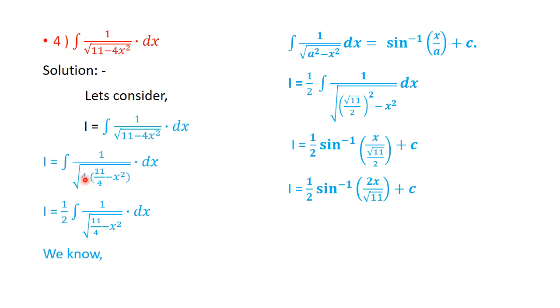Now here x square is now free from 4. Now 4 is a perfect square. Its square root is 2. So taking it outside, 1 by 2, and it is also taken outside the integral because it is a constant. So the remaining terms are 1 by root of 11 by 4 minus x square. Now 11 by 4 can also be written as root 11 by 2 bracket square minus x square.